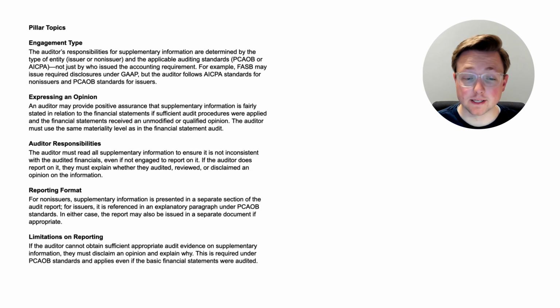Now let's talk about expressing an opinion. An auditor may provide positive assurance that supplementary information is fairly stated in relation to the financial statements if sufficient audit procedures were applied and the financial statements received an unmodified or qualified opinion. It can't be an adverse opinion or a disclaimer of opinion. The auditor must use the same materiality level as in the financial statement audit. And again, that was something I kind of threw into question 4.